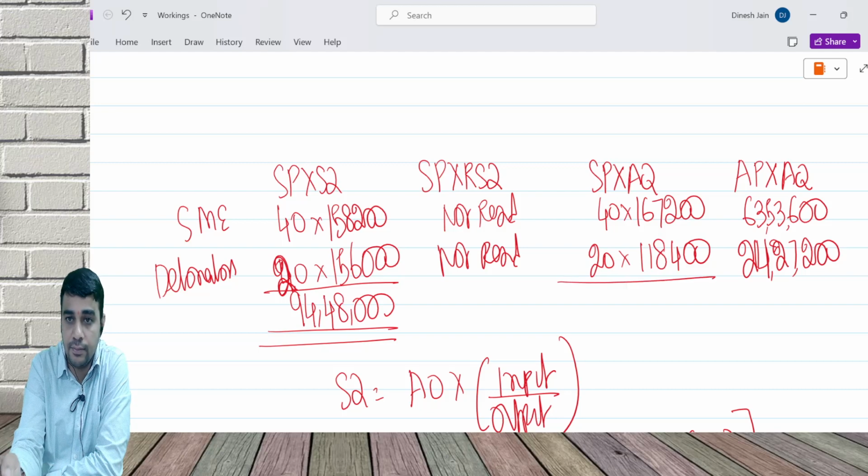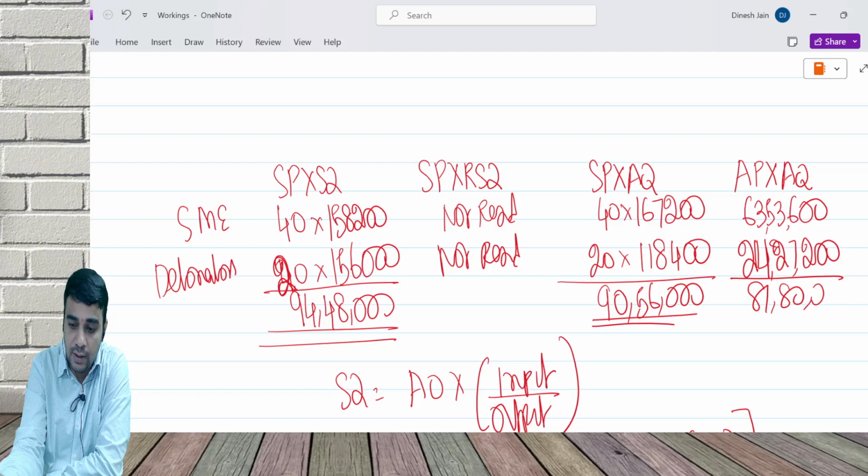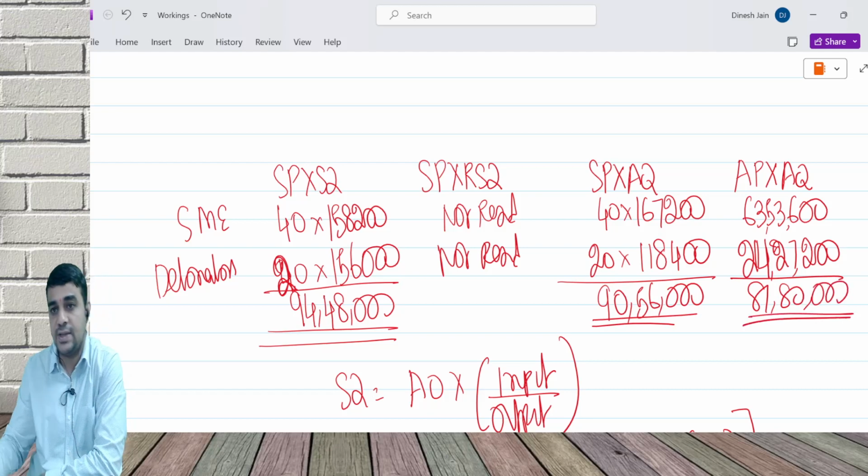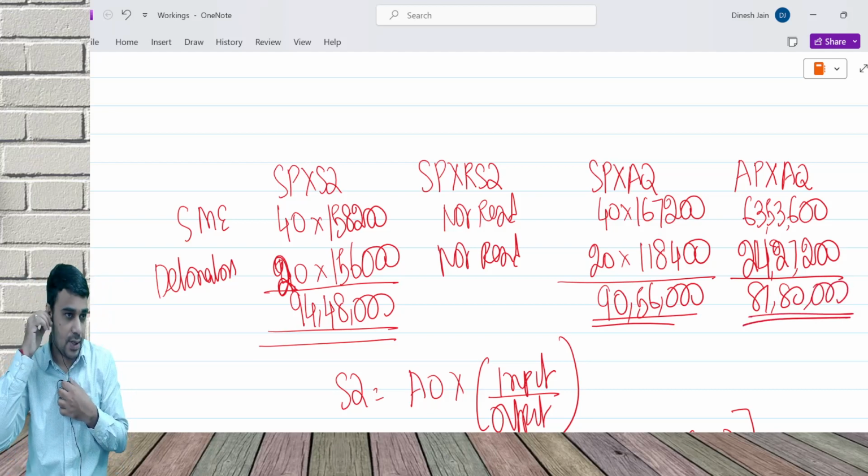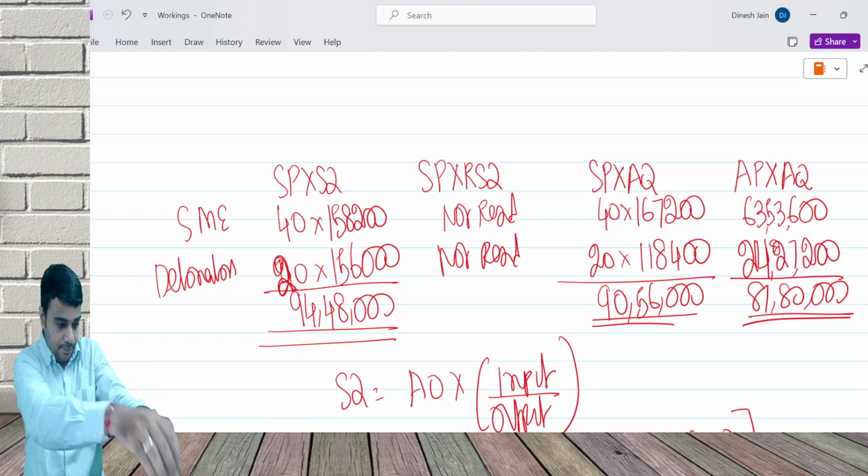Third column 90 lakh 56,000. Last column 87 lakh. Calculate those three variances asked. Mix and yield is not asked. I'll be back in a minute. Let me check the internet part. I'll be back in a minute.